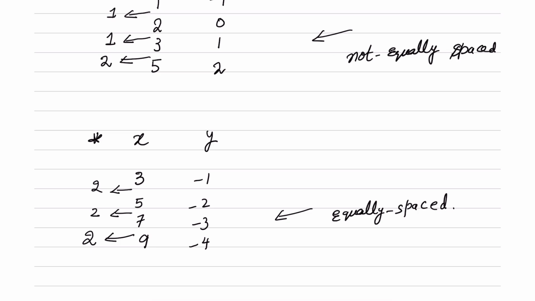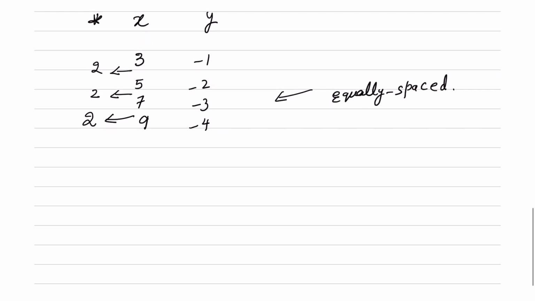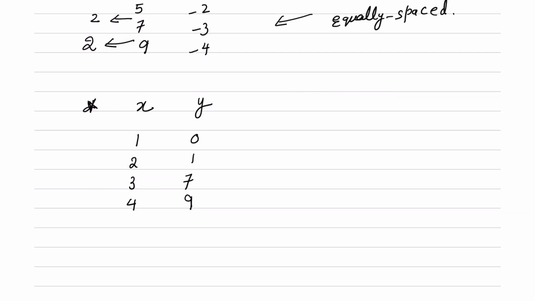Now another important thing is, if we have our data, we can immediately see that this data is equally spaced and h here is 1. That is the difference between every two consecutive x values. 2 minus 1 is 1, 3 minus 2 is 1, 4 minus 3 is 1.